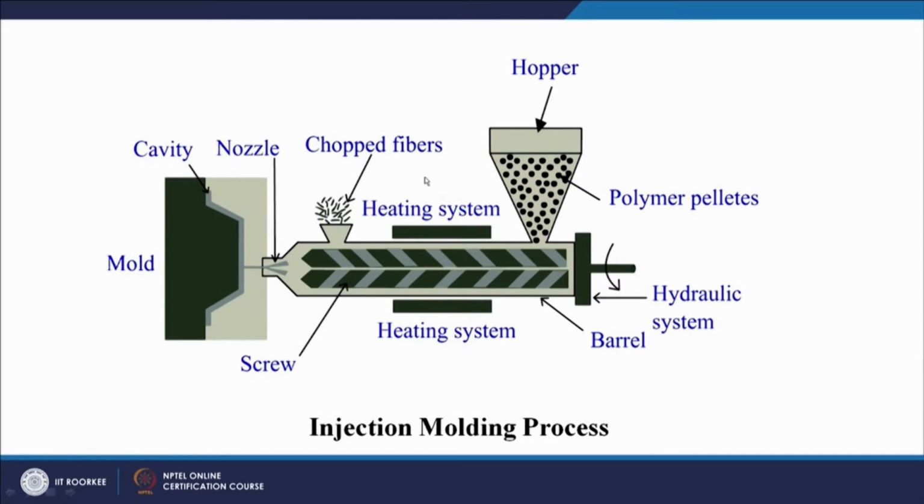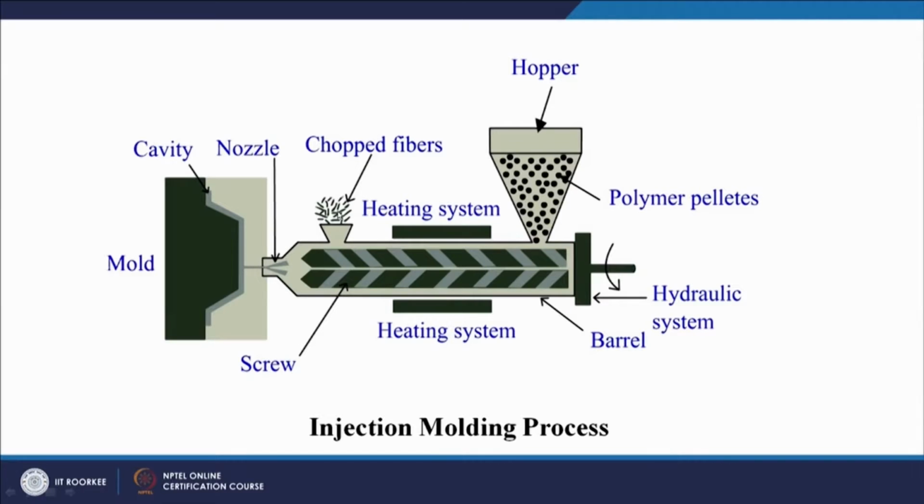Now as per the process details, as we have already discussed, we will put our polymer pellets, the black color polymer pellets shown here. These polymer pellets we will put in the hopper, and through the hopper they will come into the barrel. Now there is a heating system all around the barrel which will heat these polymer pellets, and the polymer pellets will melt and be moved forward by the screw. Here there can be a hydraulic system or a screw system. Here a screw is shown. The screw will rotate and it will push the polymer melt forward towards the mold or the die.